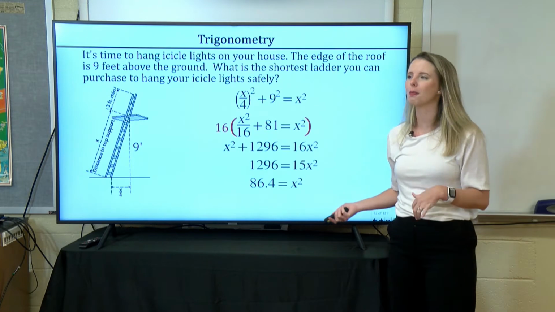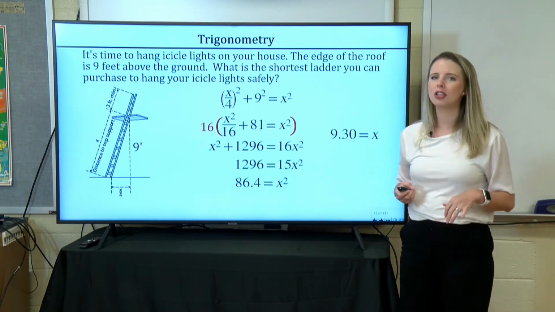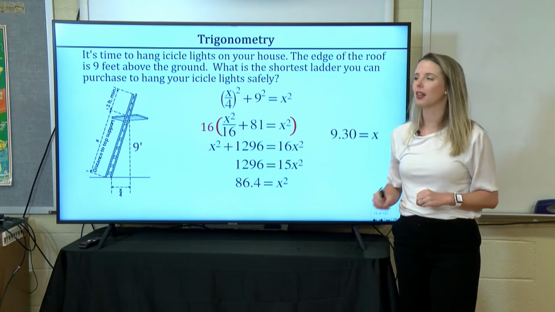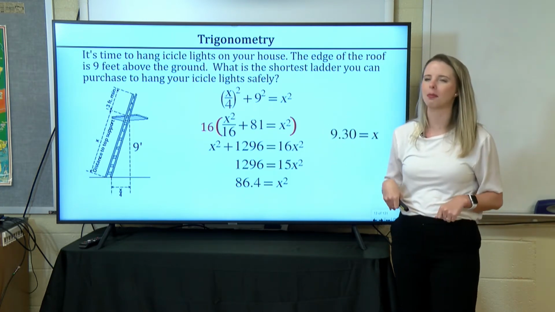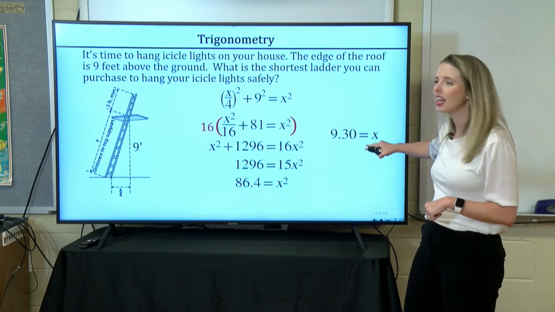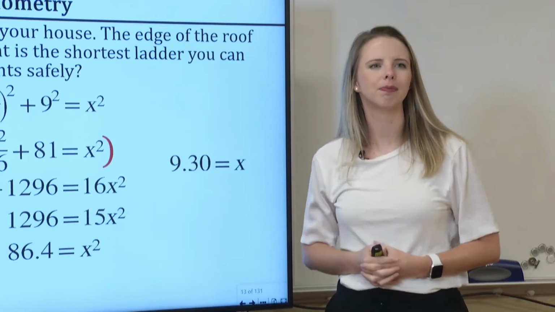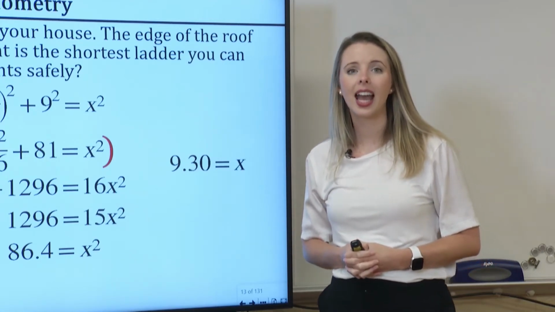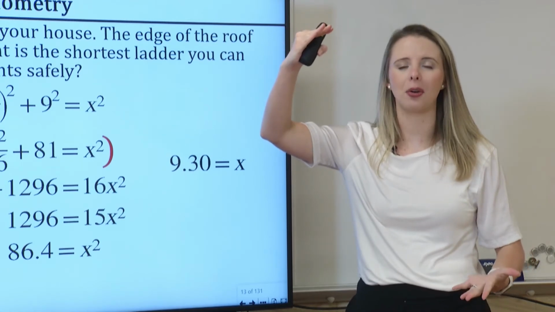So we're going to square root both sides. Square root 86.4, and that's going to result in 9.30. That was really 9.29 and some other numbers, but it all rounded up to 9.30 equals x. So what is this answer here? What does it represent? Right, it represents the working height of our ladder, right?